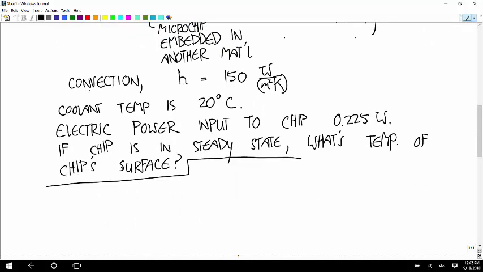Well, this is convection. The formula for heat transfer from convection is Q dot is equal to H times the surface area that's in contact with the flow times the temperature of the body minus the temperature of the fluid.